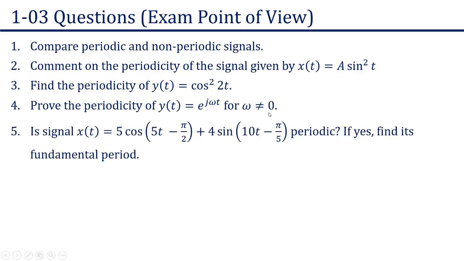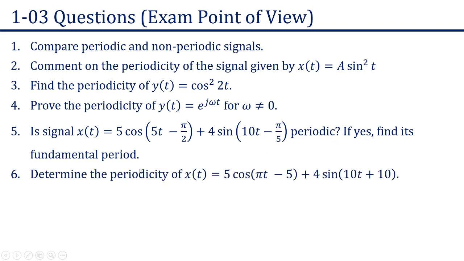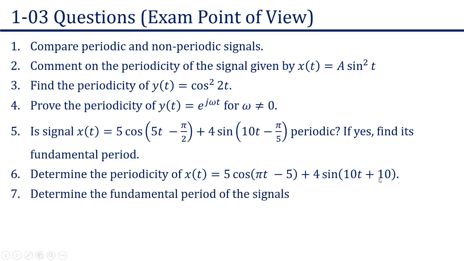equal to 0. 5. If the signal is given by x(t), which is equal to 5 cos(5t − π/2) + 4 sin(10t − π/5), then determine its periodicity. If it is a periodic signal, then determine its fundamental time period. 6. Determine the periodicity of the signal given by x(t) equal to 5 cos(πt − 5) + 4 sin(10t + 10).